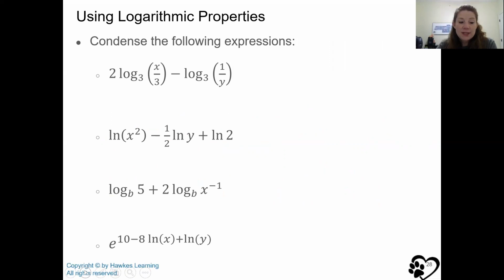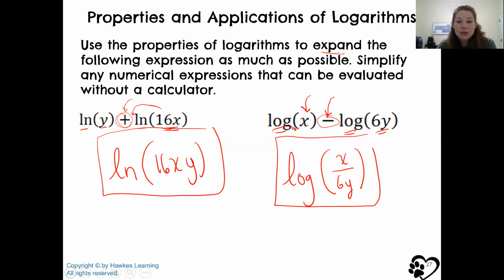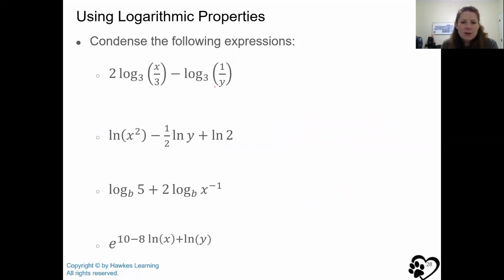All right, so here we're going to condense these. So on the previous page, we did the opposite. Let's see, use the properties of logarithms to expand. So now we're doing the opposite. All right, so here we go. I see a minus. So when we condense it, we're going to use multiplication. If I see a big number in the front, that means it's going to become an exponent.